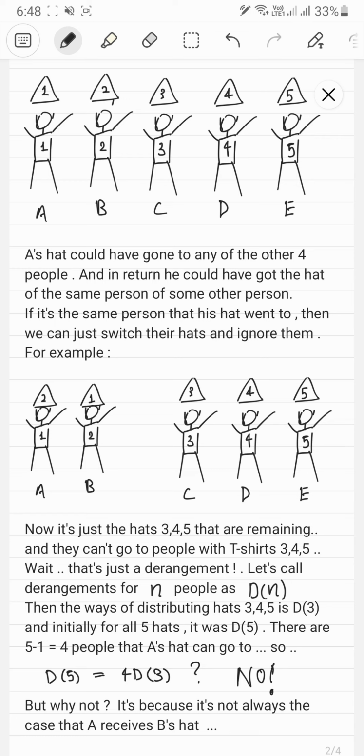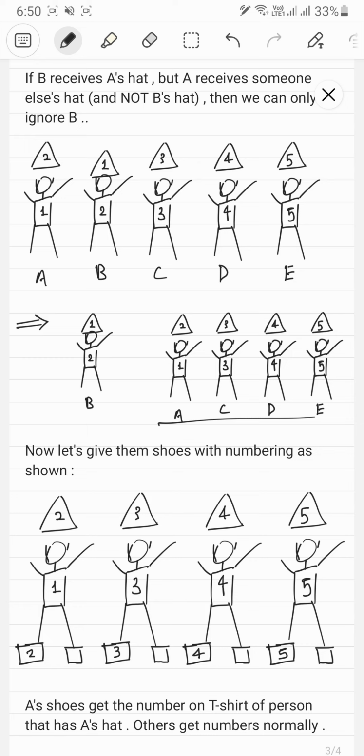Now let's give them some shoes with numbering as shown. This is just for better understanding of what's going to happen next, but even if you ignore these shoes, it's the same thing. Adding the shoes doesn't change the question because the shoes are basically irrelevant, so it's still the same thing. Now what are the things that we can consider for this case? First of all, B's hat cannot go to A, because that would be once again just switching, and we already considered that case, so we won't be considering that again.